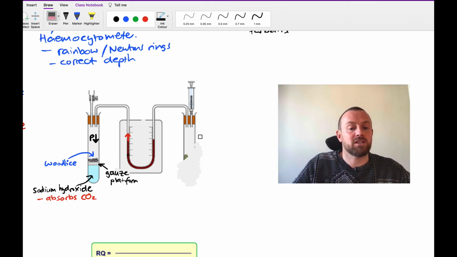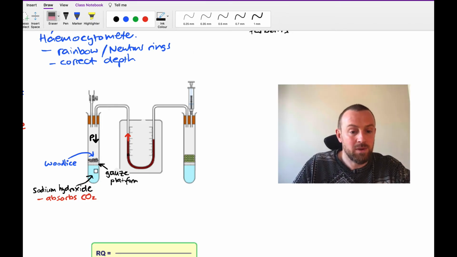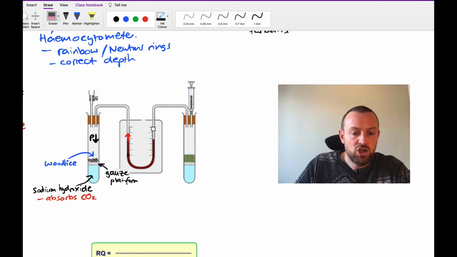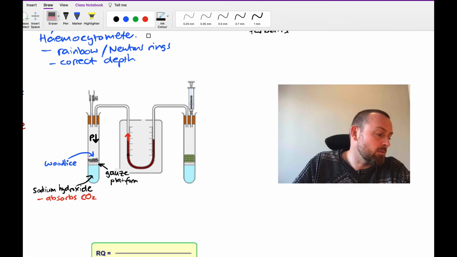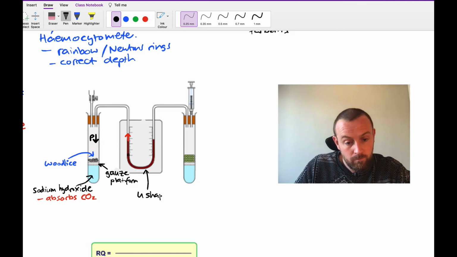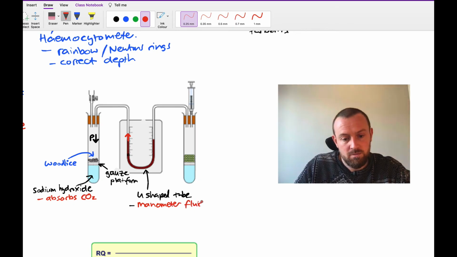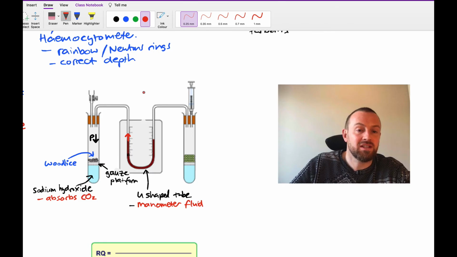Right, so if we double the setup, this is a double respirometer. Now what we have is another respirometer connected via this U tube. This is a U-shaped capillary tube with a fluid in the middle. So let's label that now. This here, U-shaped tube, and it contains manometer fluid. I'll put that in red because it's red there, which is basically water with some red food coloring in it. And it just means you can easily track the movement of it.